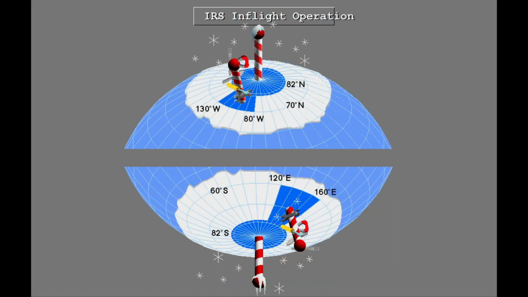Special procedures are necessary for flight at high latitudes, and in some areas near the magnetic poles. The IRSs cannot provide magnetic heading in these areas. The IRSs continue to supply true heading.